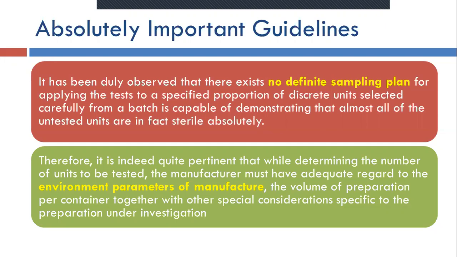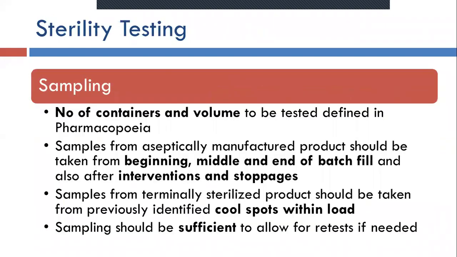Therefore, it is quite pertinent that while determining the number of units to be tested, the manufacturer must have adequate regard to the environmental parameters of manufacture, the volume of preparation per container, together with the special considerations specific to the preparation under investigation. Once again, how the product has been manufactured and how it has been sterilized, everything has to be taken into consideration before giving the results.